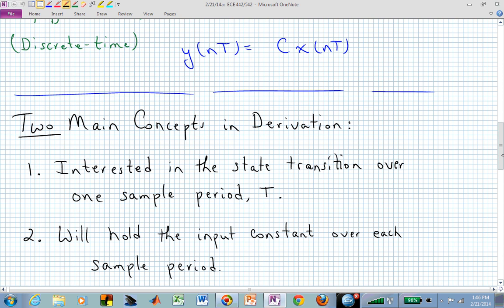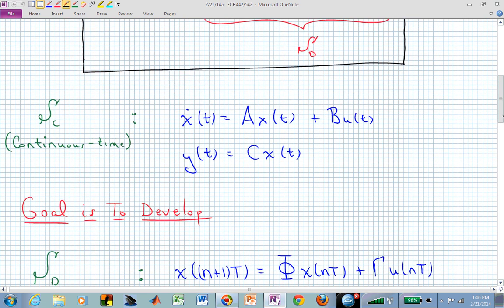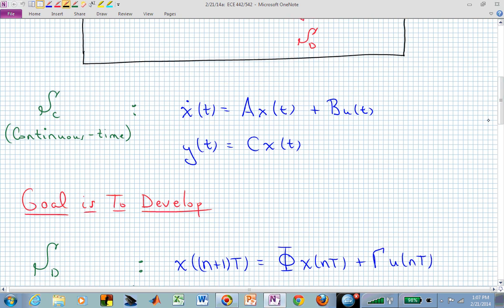There are two main concepts that are going to be used during this development from the continuous time state space to the discrete time state space. One of those concepts is that we are only interested in evolving this continuous time system over one sample period, and then we'll do it again, then we'll do it again. So we really only need to know how to solve this continuous time system over a time interval that is equal to a sample period in duration, capital T.